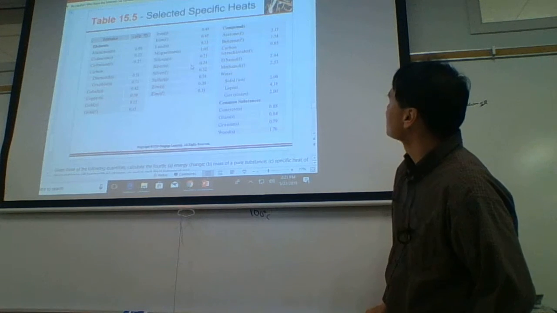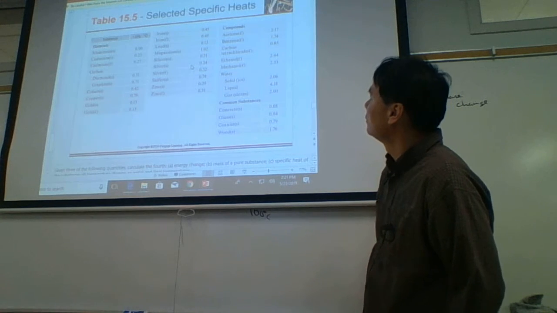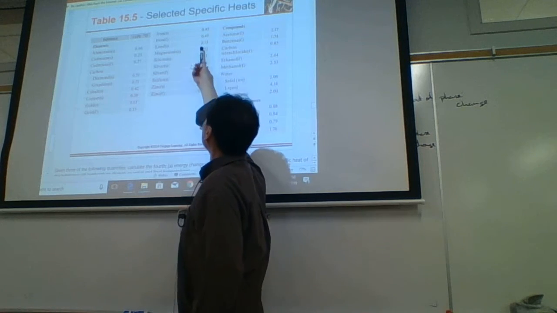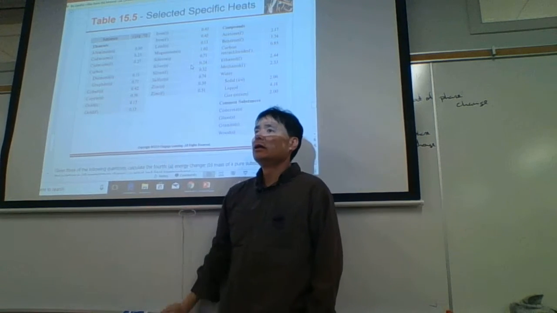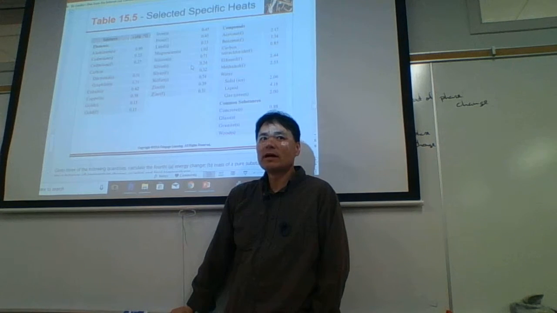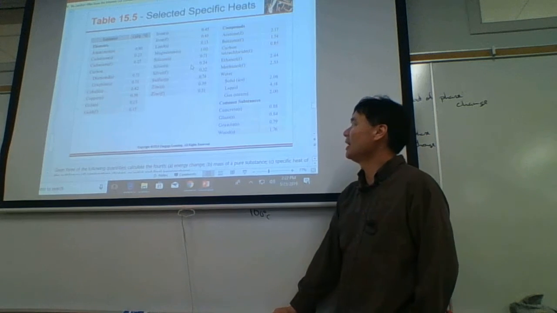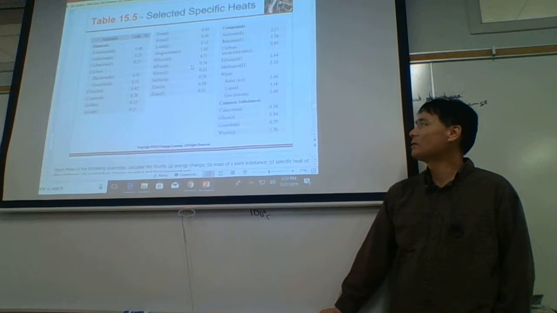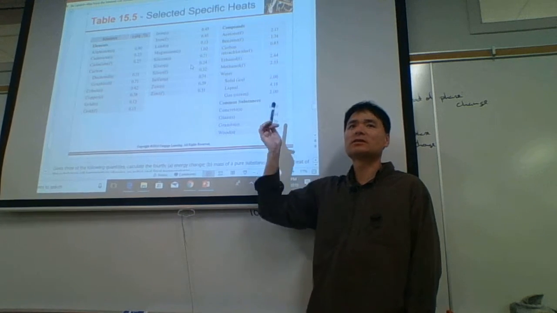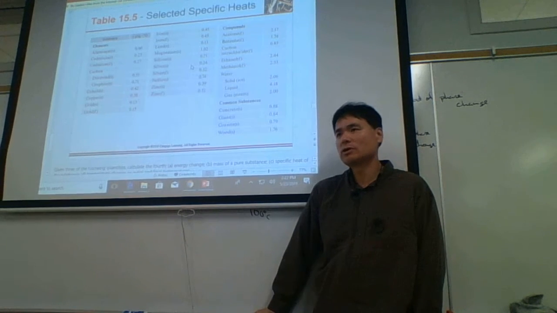Okay, what's the lowest that you see? Gold? Lead. If we look at lead, lead only takes 0.13 joules of energy to heat up 1 gram of lead by 1 degree C. So it's very easy to heat up lead. Its temperature is going to rapidly increase, whereas water is going to take a long time to heat up because it's got to absorb a lot of energy before it starts increasing its temperature.